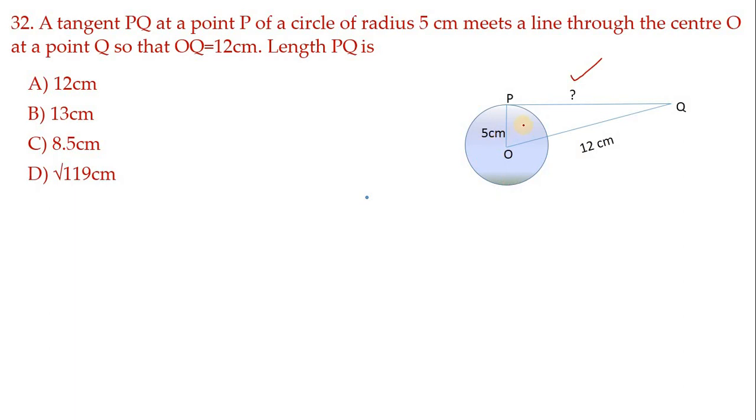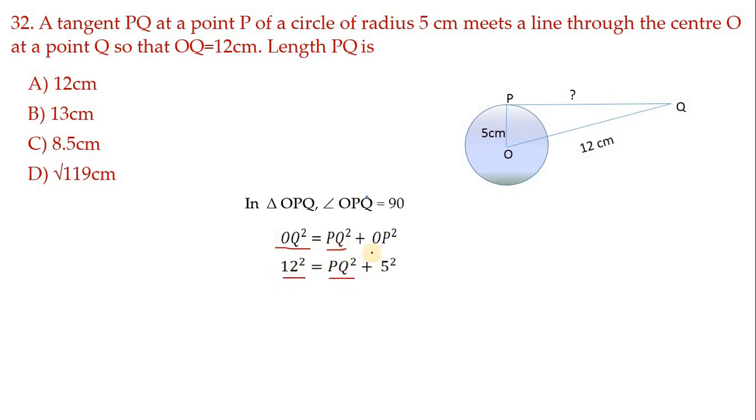The concept we want to use here is that a tangent drawn at the point of contact is perpendicular to the radius. So this angle is 90 degrees. Hence we can use the Pythagoras concept. If this is 90 degrees, this OQ is the hypotenuse. Hence OQ square equals PQ square plus OP square. Substitute the values now, children. OQ value is given, that is 12, hence 12 square. PQ we want to find, let it be PQ square. OP value is 5, hence 5 square.